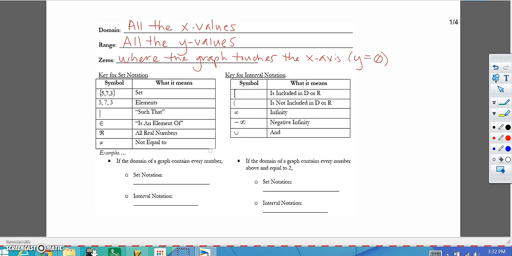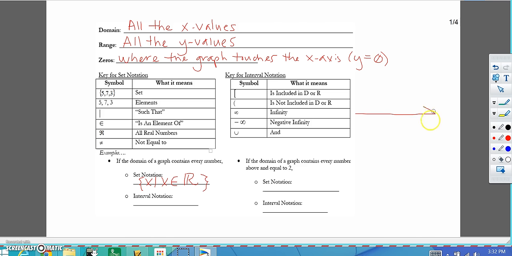So, an example, if the domain of a graph contains every number, let me show you how it would be written in set notation. What you do is you first open up a set. So, set's just like a squiggly line. And then you write x, and then you write that up and down line. That means such that x. And if we were talking about range, we would be using y's as an element of. So, I write an e. And if it contains every number, we use that fancy R, and this is how I write my R, but I don't care how you write yours, and that indicates all real numbers.